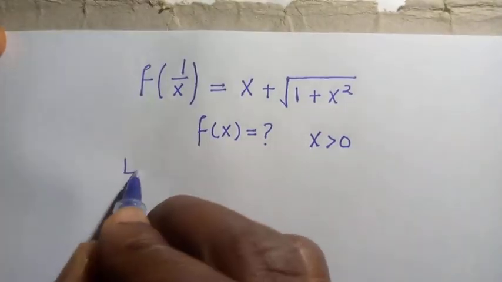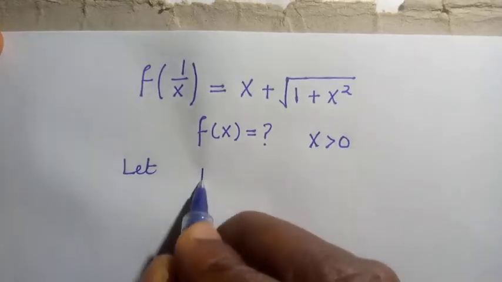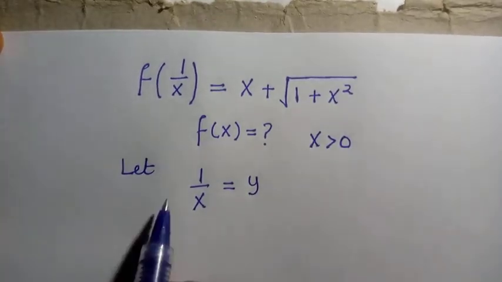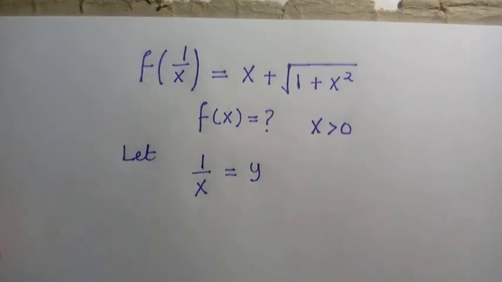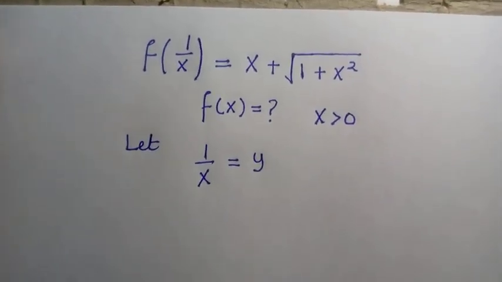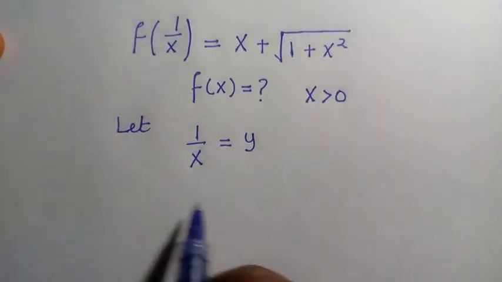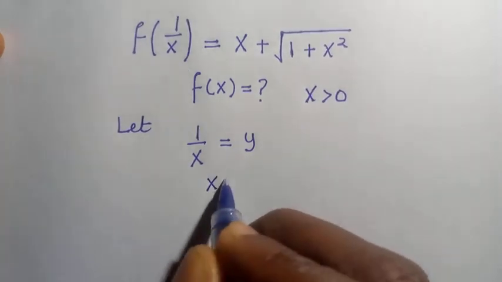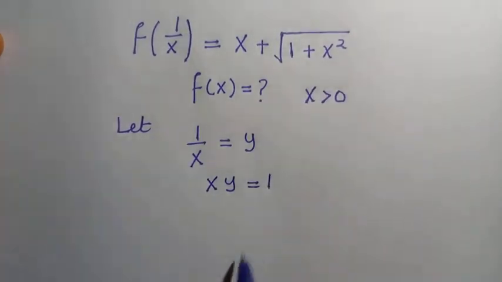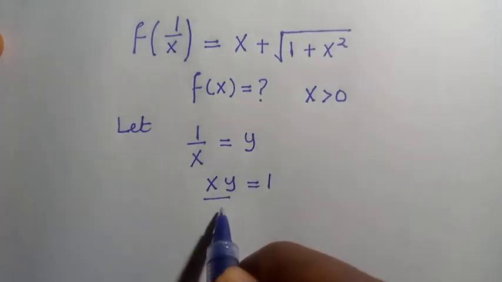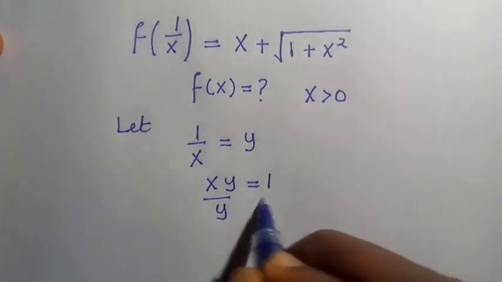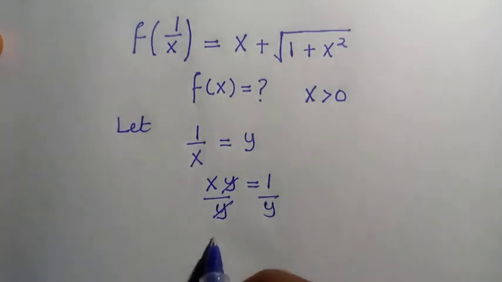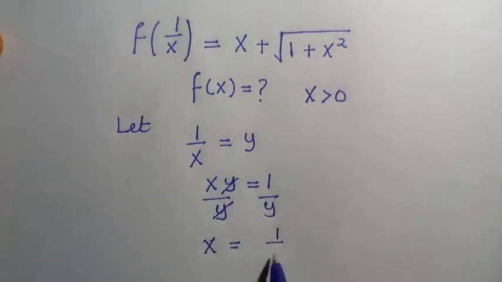So suppose we let this 1 divided by x equal y, that is, we try to make x the subject of the formula, so for us to have what we want to find. And here we have the cross multiplication becomes xy equals 1, and when we divide both sides by y, so that y cancels y, and here x equals 1 divided by y.